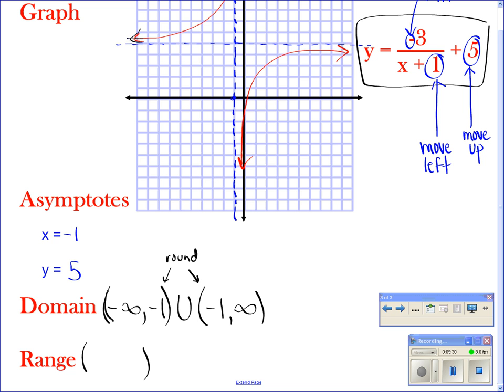So the range is starting at -infinity, going up to the asymptote of 5, starting up again at 5, and going to infinity. Now, it may seem redundant that you have to write two things when you're going -infinity to 5 and 5 to infinity, but you're not. That's showing you that the graph is never going to touch 5. It's going to go up to 5, it's going to jump over the 5, and then keep going beyond that. So it's never going to actually touch that 5. That's why we have to write it in this fashion.